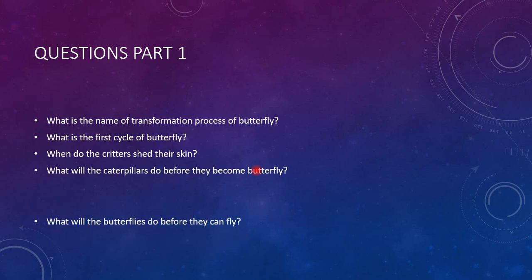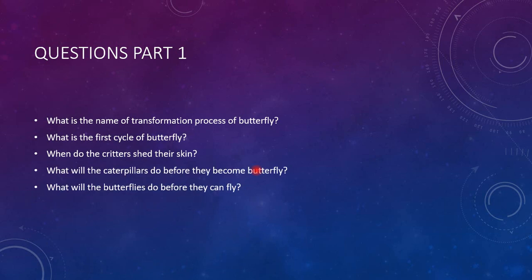And now, after you read the text, I give you several questions as usual. These questions are: what are the names of the transformation process of the butterfly? And the second one is, what is the first cycle of the butterfly? And when do the critters shed their skins? And then what will the caterpillars do before they become butterflies? And then the last one is, what will the butterflies do before they can fly?